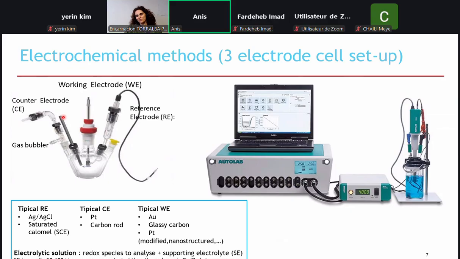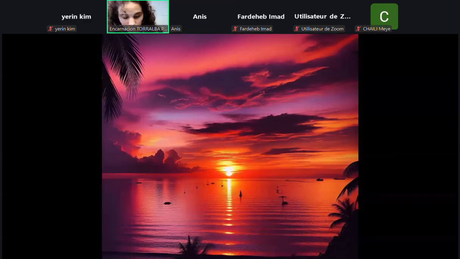Sorry, I didn't hear the question. I was asking about the counter electrode. What is the function of this counter electrode? To close the circuit. Yes, to close the circuit.